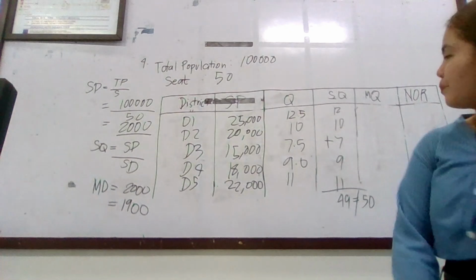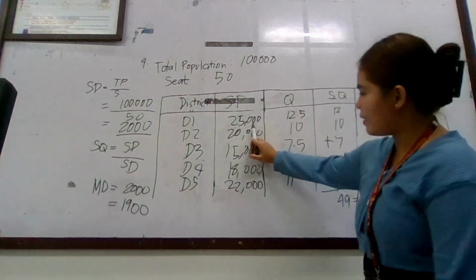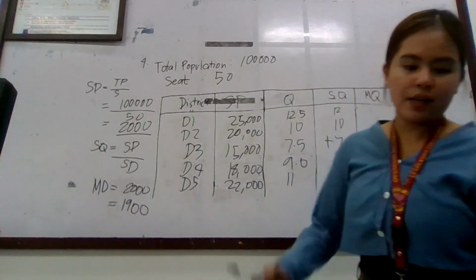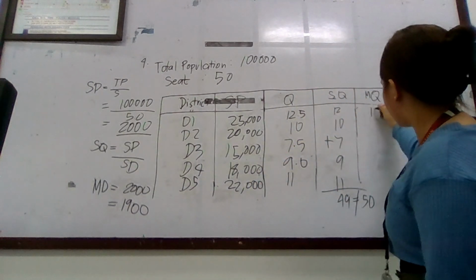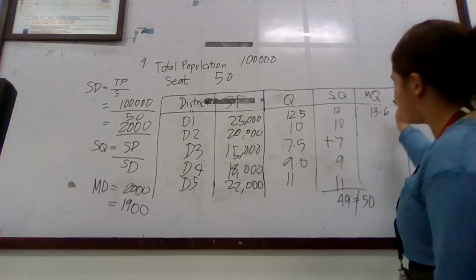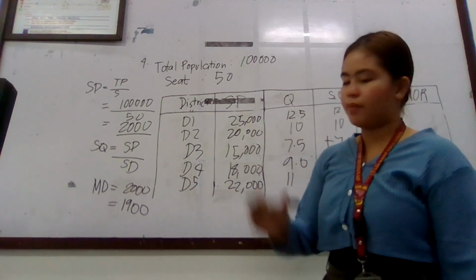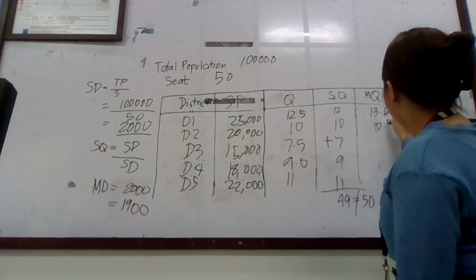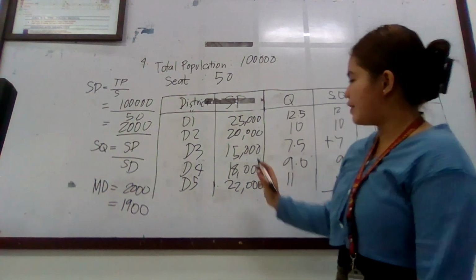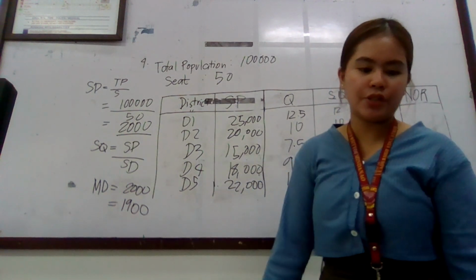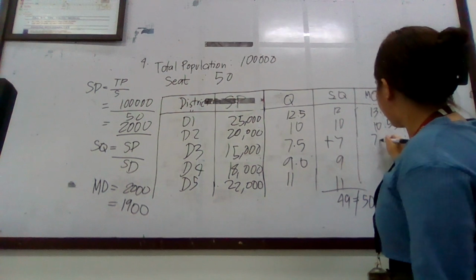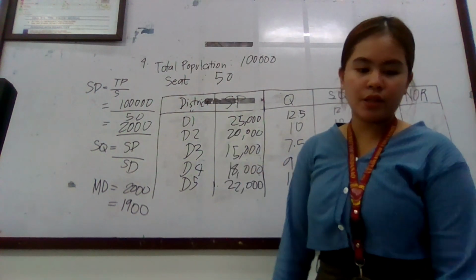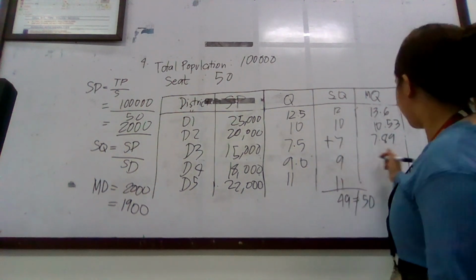So let us try. 25,000 divided by 1,900 will give us 13.6. This is our modified quotient. 20,000 divided by 1,900 will give us 10.53. 15,000 divided by 1,900 will give us 7.89. 18,000 divided by 1,900 will give us 9.47.